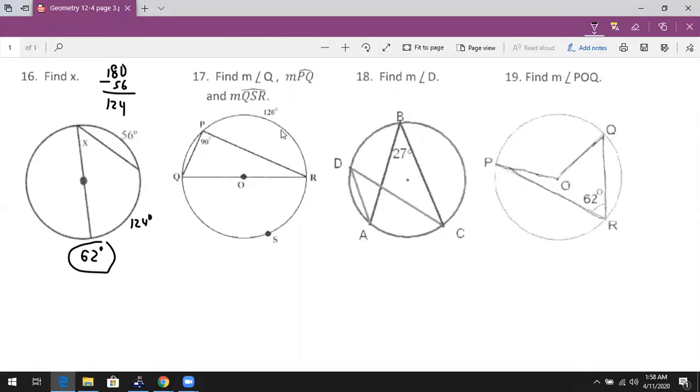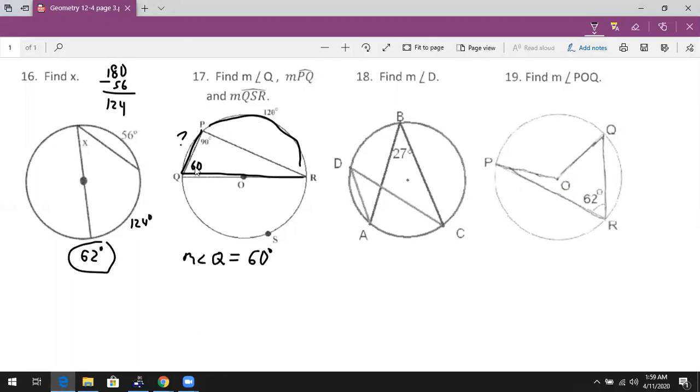17 wants three things. It wants angle Q. It wants arc PQ. And it wants arc QSR. Well, angle Q intercepts this arc here, which is 120 degrees. So measure of angle Q is half of the arc, or 60 degrees. So this is 60. And then it wants arc PQ.